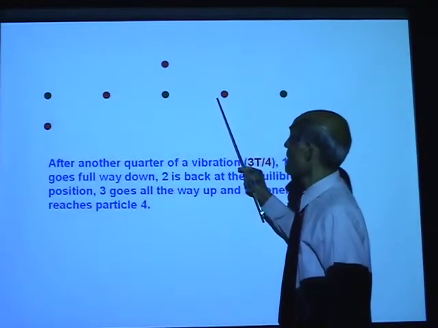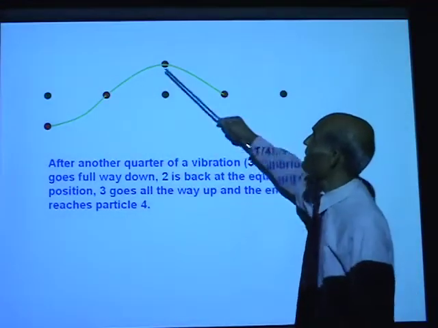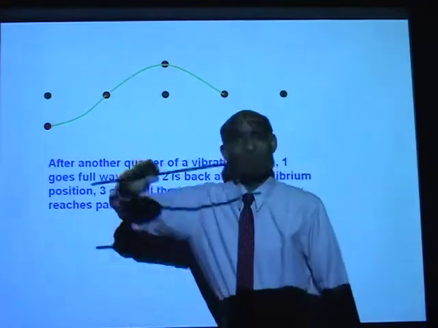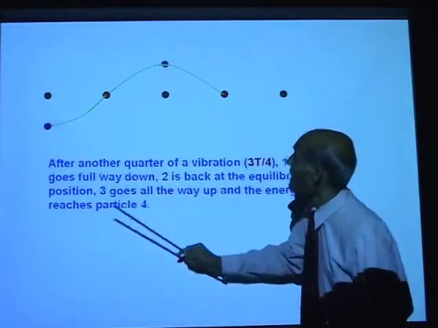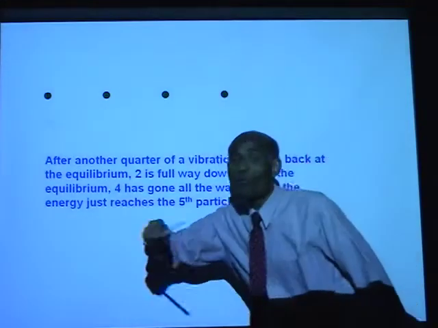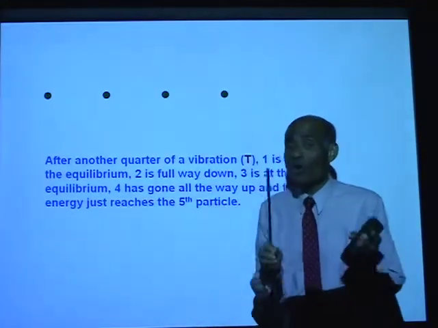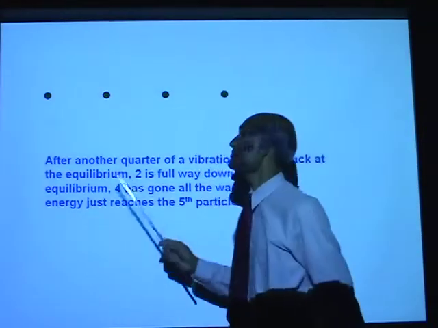It reaches the fourth particle. And look at the profile of the particle. Look at how a wave profile is beginning to take shape. Tell me, what happens after another T by 4? That means after a full period. We have now gone through 3/4. What happens after another quarter of a period?